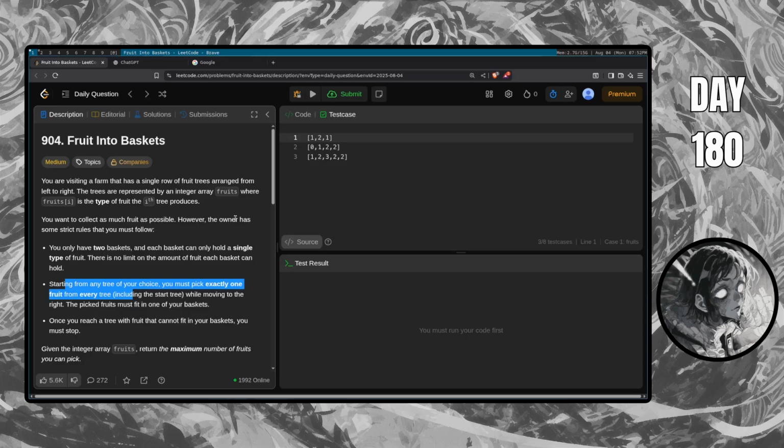Fruit into baskets. You are visiting a farm that has a single row of fruit trees arranged from left to right. The trees are represented by an integer array fruits, where fruits[i] is the type of the fruit of the i-th tree. You want to collect as much fruit as possible. However, the owner has some strict rules that you must follow. You only have two baskets, and each basket can only hold a single type of fruit. There is no limit on the amount of fruit each basket can hold.